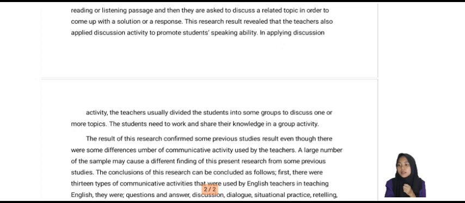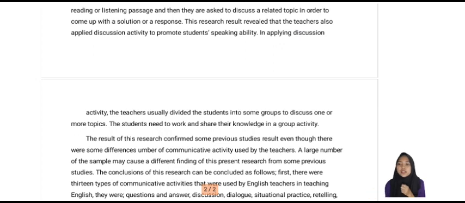Okay, next is the result of this research, which confirms some previous studies. Results also showed there were some differences in the communicative activities used by the teachers. A large number of samples makes the findings of this present research different from some previous studies. The conclusion of this research is as follows.